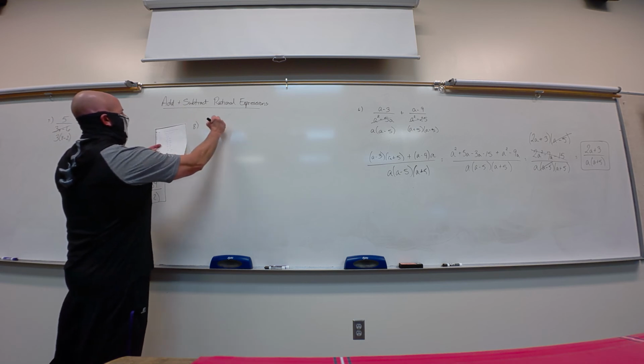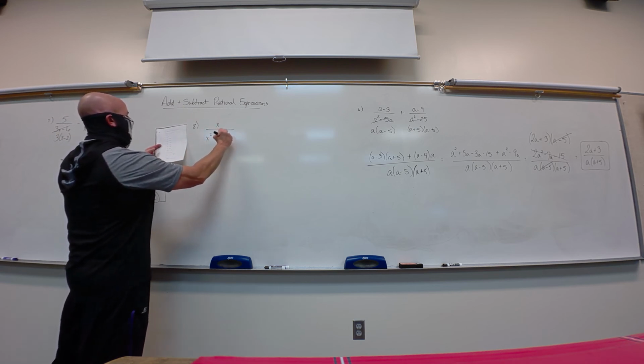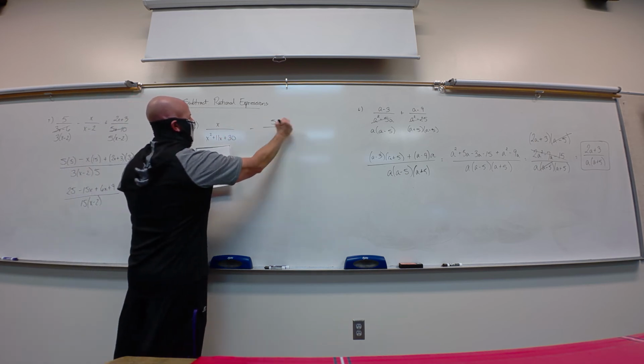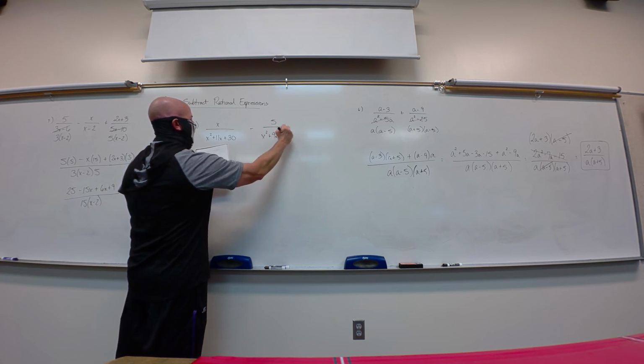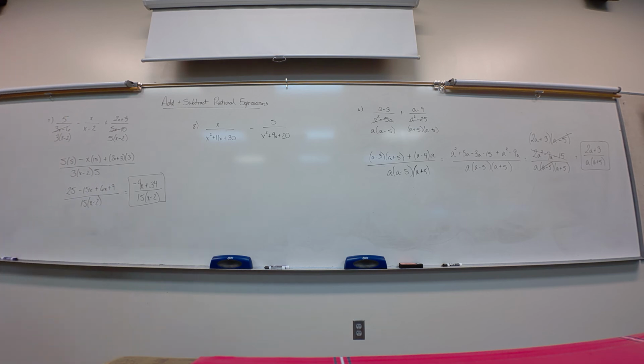Let's look at one more here. X over x squared plus 11x plus 30 minus 5 over x squared plus 9x plus 20. As you're writing that down, what should be the very first thing we do? What do you think? What should we do first?